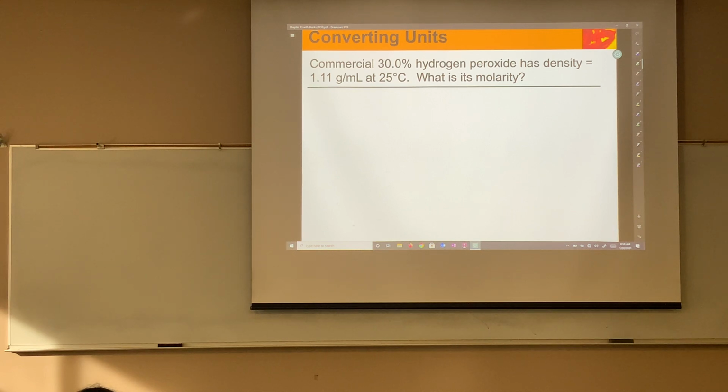What is the molarity of the solution? So we need moles of hydrogen peroxide. For molarity, we need moles and we need liters. Peroxide is H2O2. So we have 30 grams of hydrogen peroxide, and we need grams into moles.